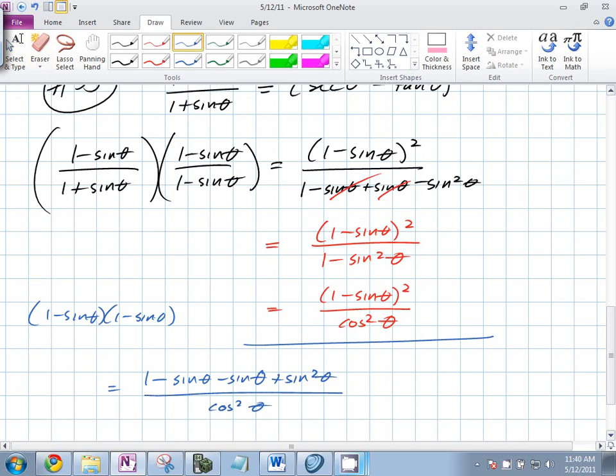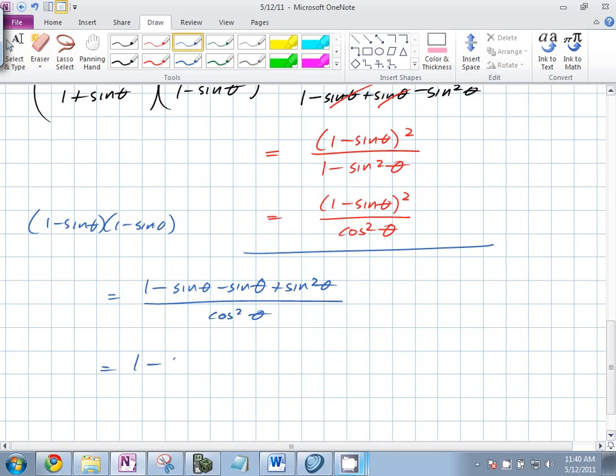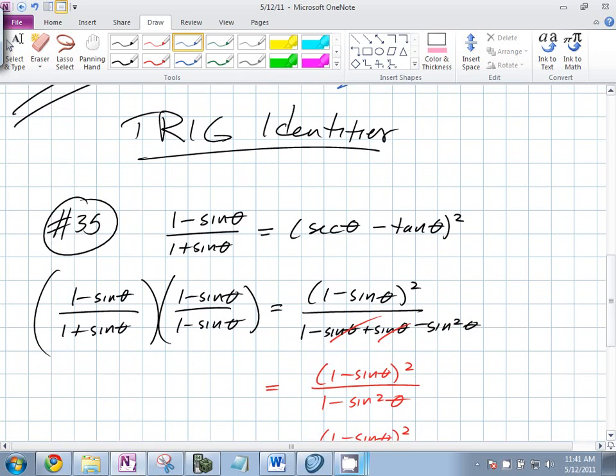So what do we have here? 1 minus 2 sine theta plus all over cosine squared theta. We're trying to flatten this out, right? Secant and tangent squared, right?